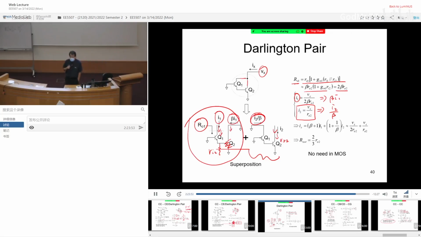What is the total current? The total current is a superposition. So you just have to add I1, beta I1, I2, and I2 over beta. You add all these currents together. This will be the total current contributed by the voltage source that you apply. So we add this together, it gives me this. I add this together, it gives me this. And this I1, I can replace with this, and this I2 I can replace with this. So eventually I get my output resistance, 2/3 R02.